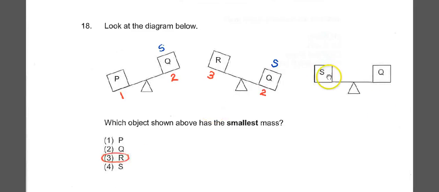And look at this, quite interesting. Now this one says here, S and Q are the same weight, right? It means what you can do is this. Whenever you have S, you just put Q there. It means S will still behave the same as Q. For this case, S will be heavier than R. For this case, S is lighter than P. So which object has the smallest mass? It means the lightest. R is the lightest.